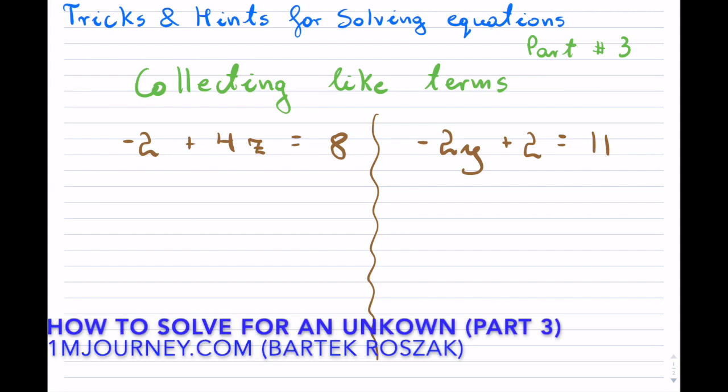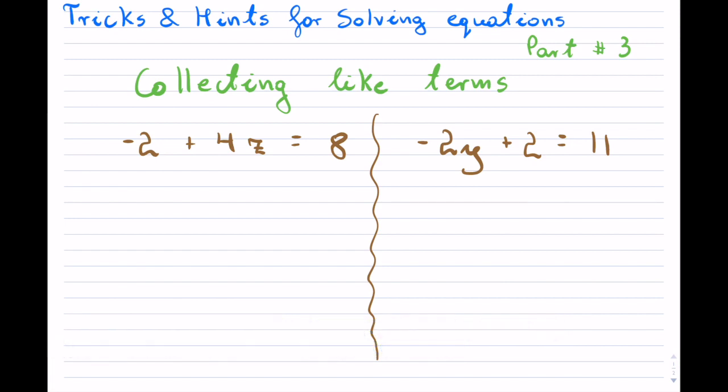All right, so welcome to part 3 of solving equations, and this one will be on collecting all your like terms. What I will always want to do is separate my equation into a left-hand side and a right-hand side, where on one side I put everything with my variables, and on the other side everything that does not have the variable that I want to solve for.